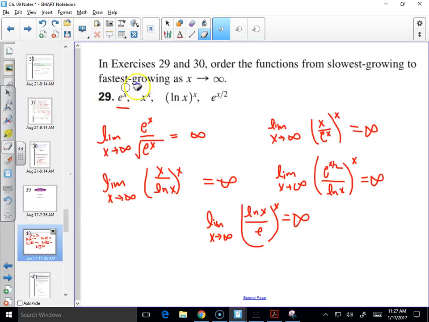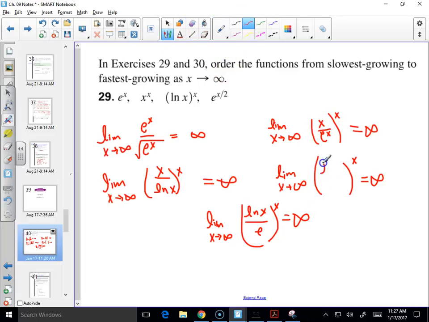Okay, so now we have e to the x squared, then e to the x, then ln of x, then x to the x. Right? And he's stronger than him. Wait, e to the x squared is stronger than ln of x? No, it doesn't make sense, right? Did I have it the wrong way? e to the x would be stronger, because it'd be square rooted, so it's not to the x power.